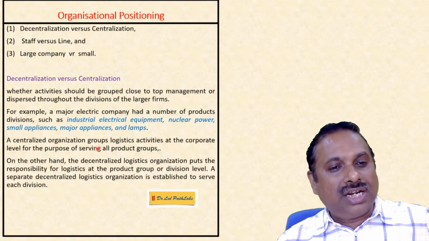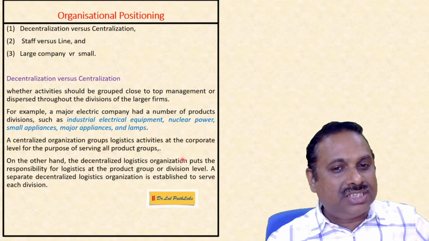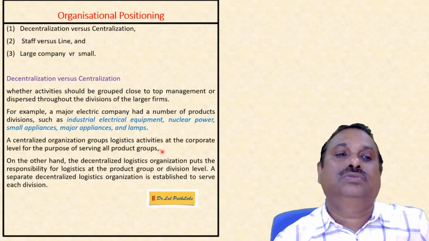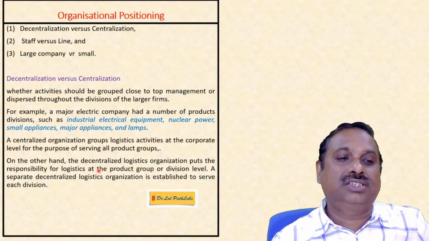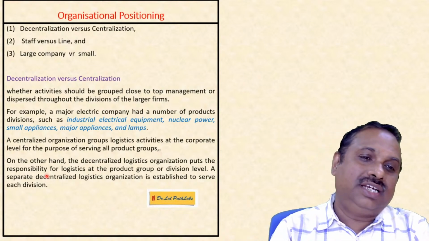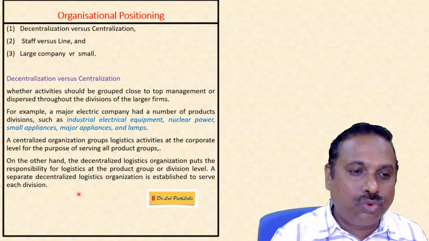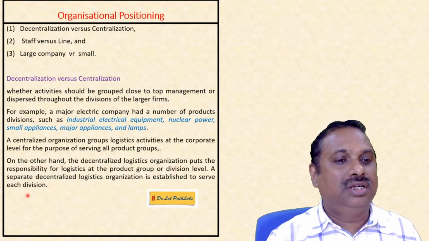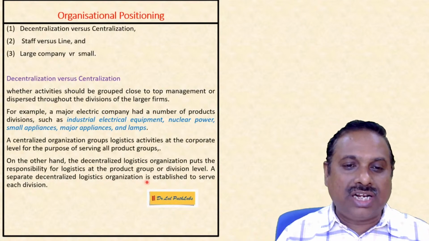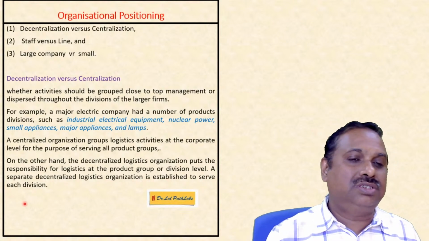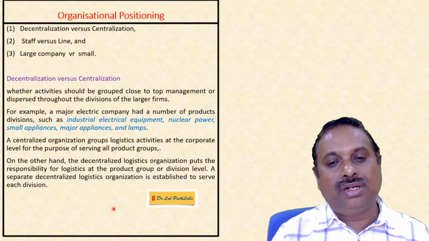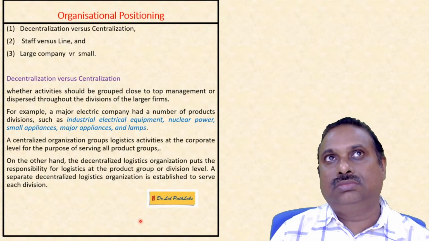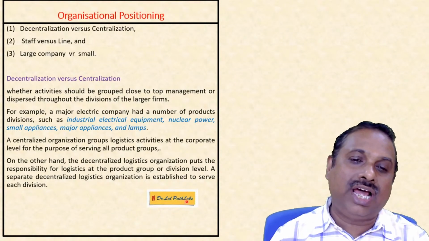So here a centralized organization groups logistics activities at the corporate level for the purpose of serving all product groups. So this is a centralized organization. On the other hand, the decentralized logistics organization puts the responsibility for logistics at the product group or division level. A separate decentralized logistics organization is established to serve each division. Take for example the prominent diagnostic center of India, Dr. Lal Path Labs.